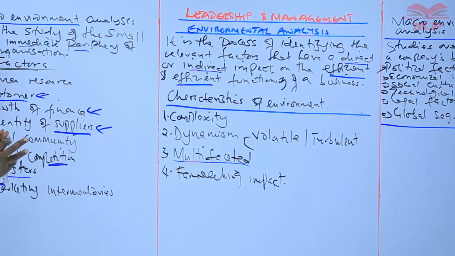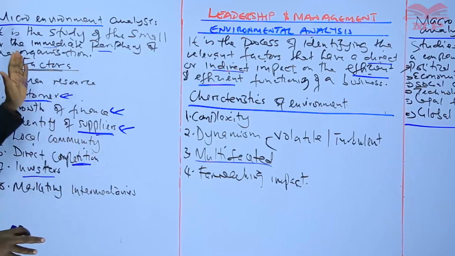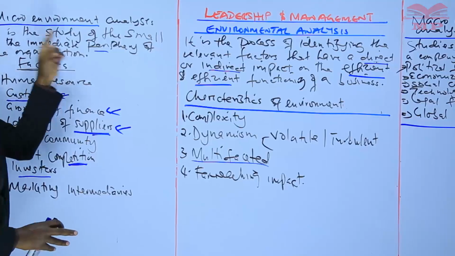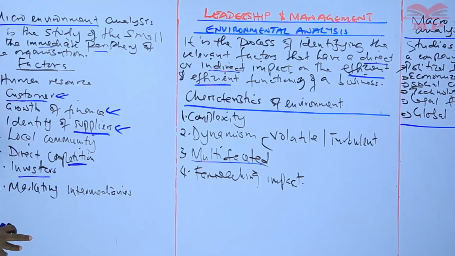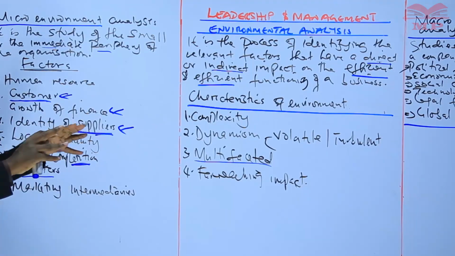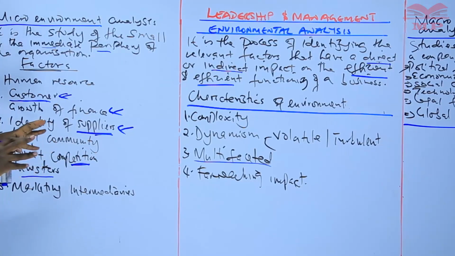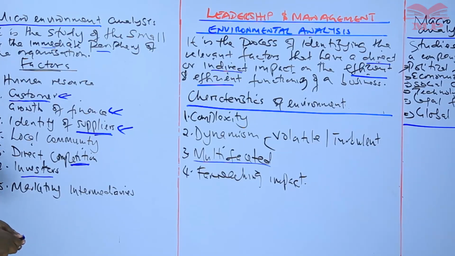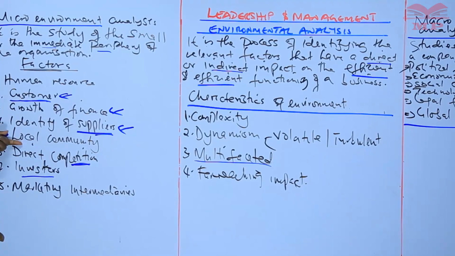Then we've defined micro-environmental analysis. We've outlined some of the factors that are analyzed under the micro-environmental analysis. We've said that micro-environmental analysis is the study of the small or the immediate peripheral items or factors of an organization, which include the human resource. These are employees and management, customers, finances, suppliers, local community, direct competition, investors, marketing intermediaries, etc.